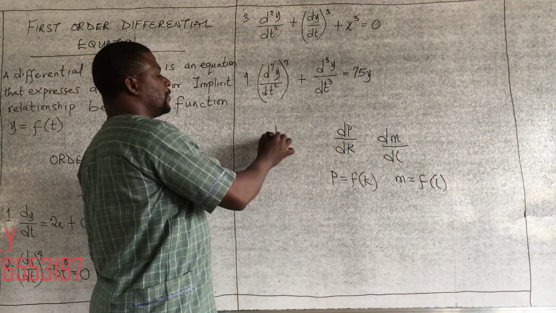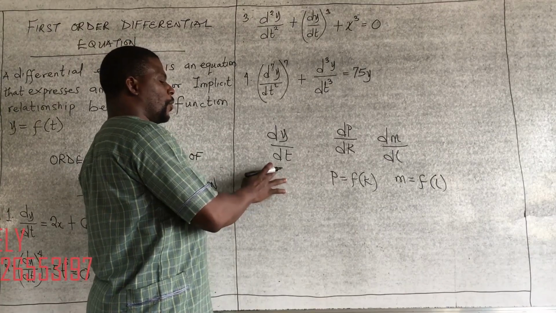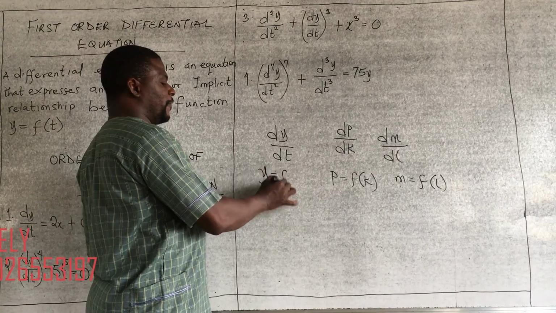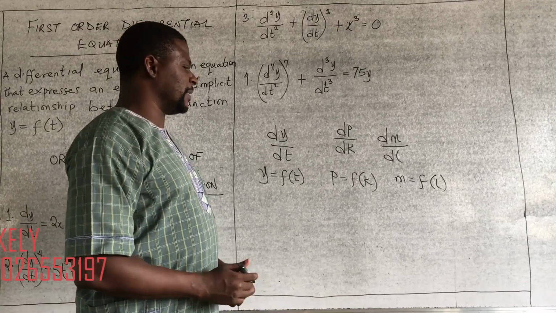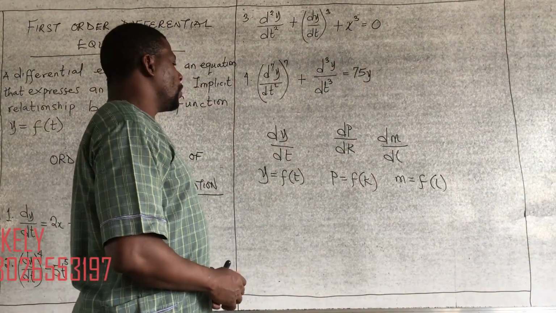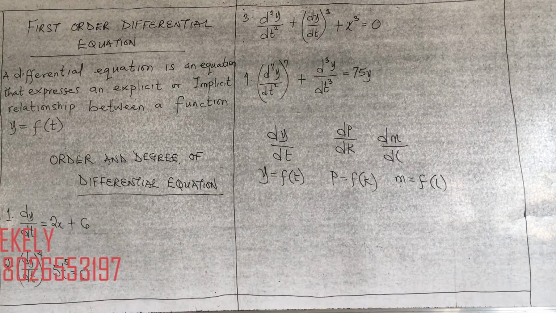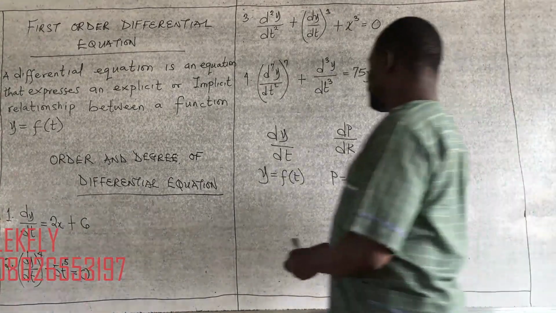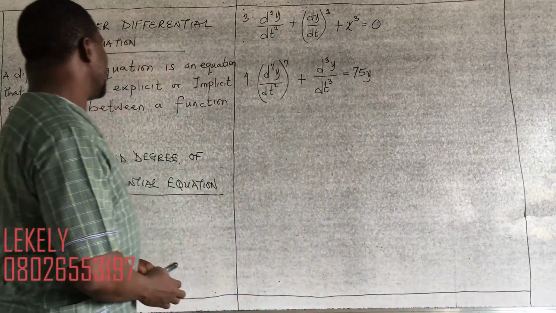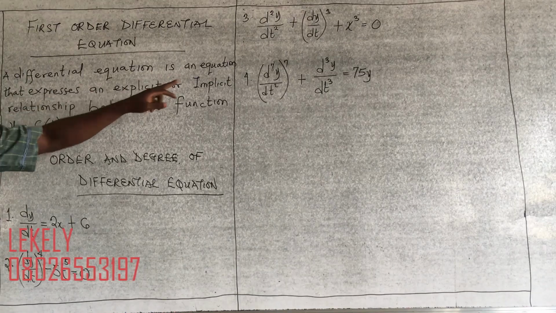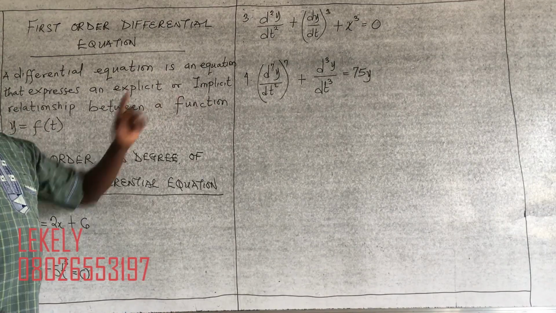So if I have dy dt, and I want to write this as a function or an equation, this means y is a function of t. That's what it means. Now, having said this, we must have an understanding that by saying a differential equation is an expression of an explicit or implicit function.